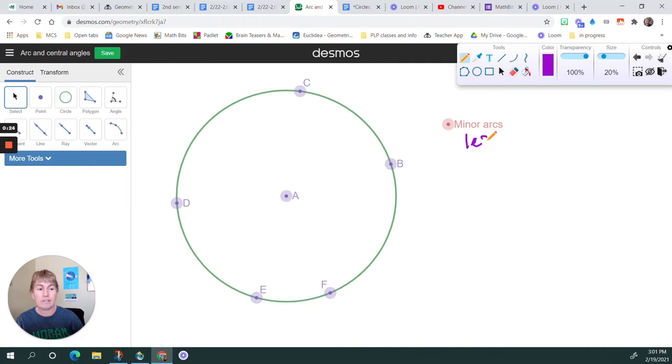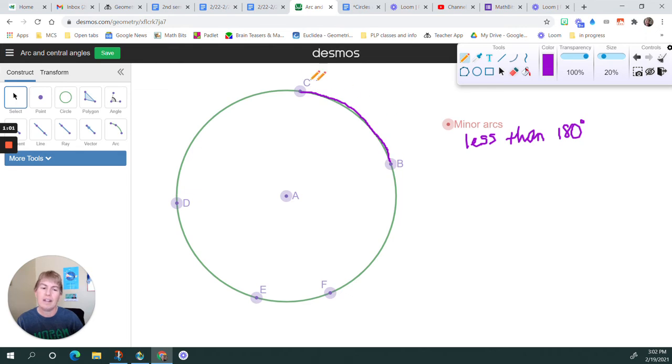So less than 180 degrees, because a circle's 360, so half of a circle's 180, so less than half is less than 180. So a minor arc could be something like this, from B to C, just that part of the circle. We didn't go any further. We didn't go all the way around. We didn't go even more than halfway. If it's a minor arc, it's less than half.